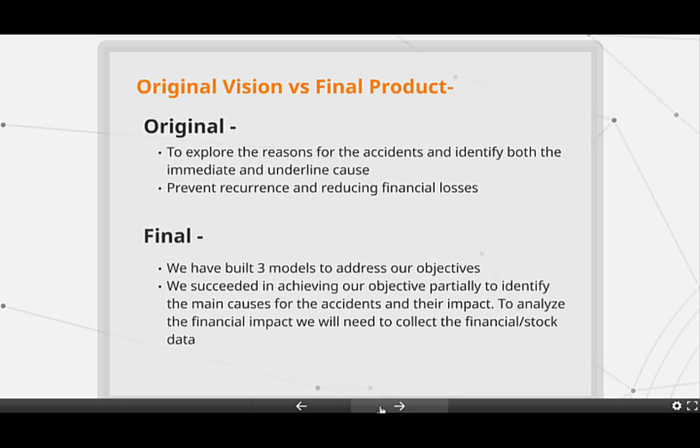And the final product that has been delivered by us was by building three predictive models to address our objective. We succeeded in achieving our project objective partially. We were able to find out the contributing factors of the variables and also to build a regression equation that helped to calculate the target variable total injury.